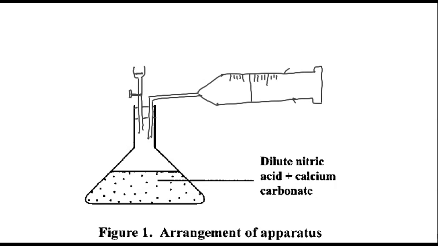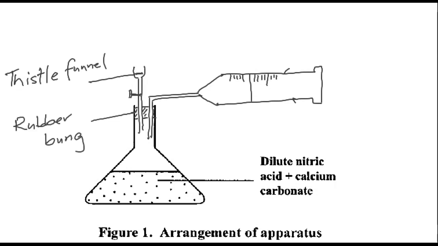So we're just going to label. This is our thistle funnel, and this differentiate right there. That's our rubber bung. And this over on our right is our gas syringe. We don't need to say it's graduated. That would probably be over answering. So that's our gas syringe, and that should give us the 3 marks there. So that's what's missing from the diagram.